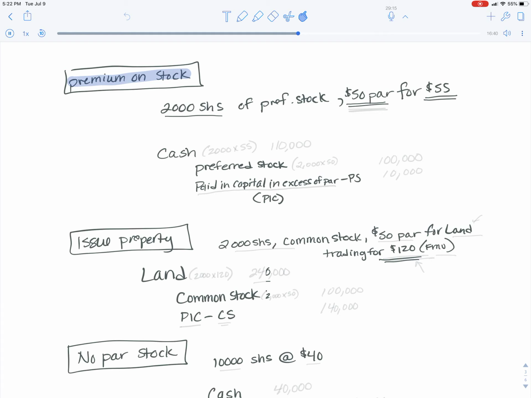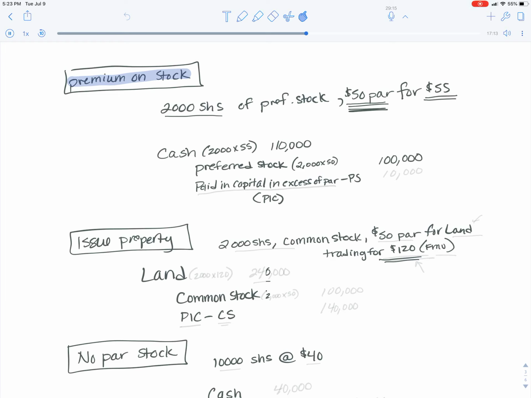Let's first figure out how much cash did we get. Well, we had 2,000 shares, and we sold them for $55 each. So that's a debit of $110,000. Next thing we need to do is only put the par portion into our stock account. That's all that goes into the stock account. So we had 2,000 shares at their par price is $100,000.